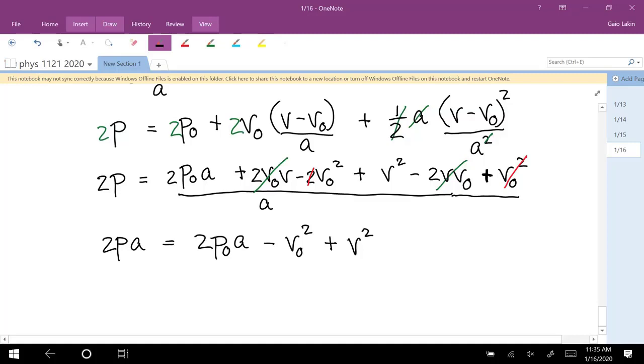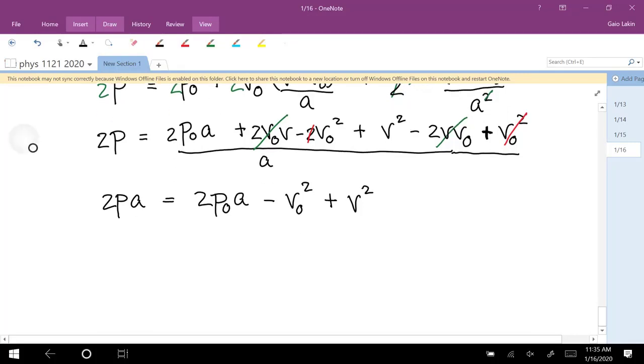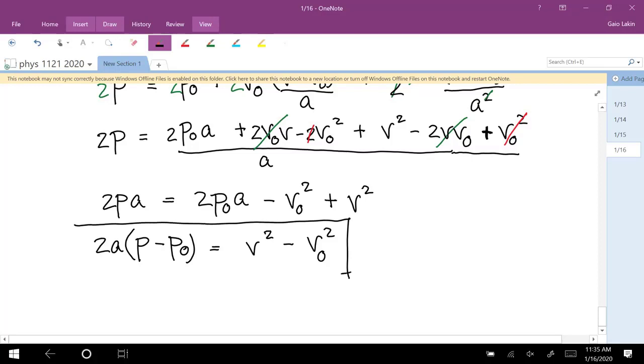So now I'm going to subtract this first term from both sides, and you can write that as 2 times A times the quantity P minus P0 is equal to V squared minus V0 squared. And I'll call that the third of these equations.